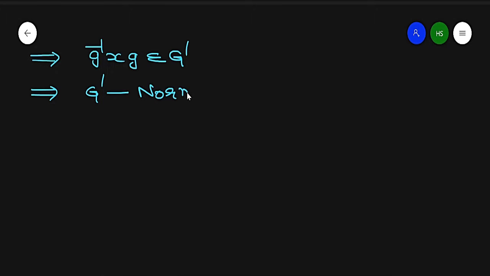So it implies g inverse x g belongs to G dash. So it implies G dash is a normal subgroup. So remember, second step: the commutator subgroup is a normal subgroup.